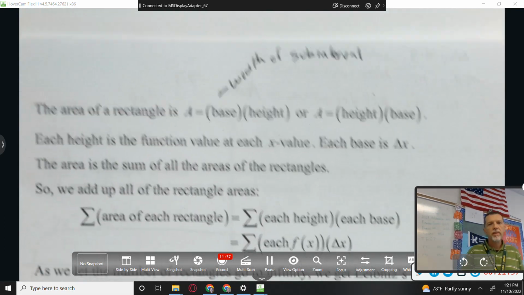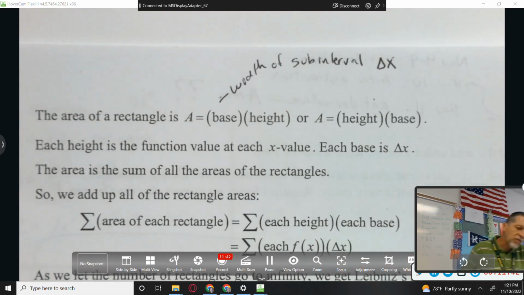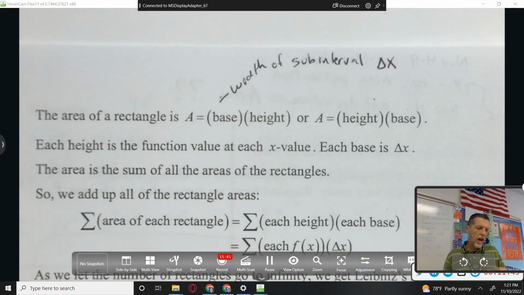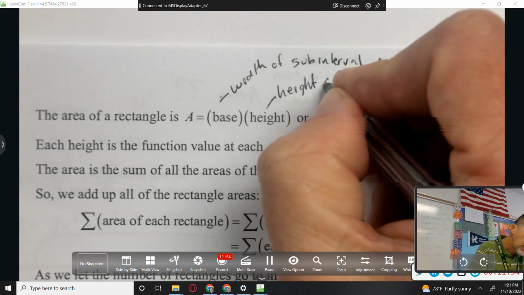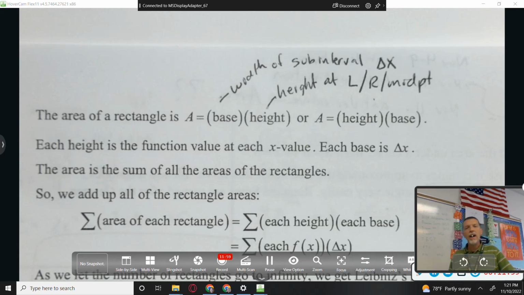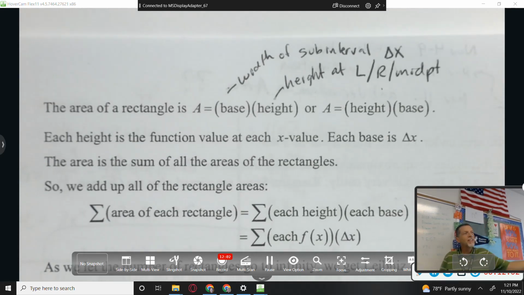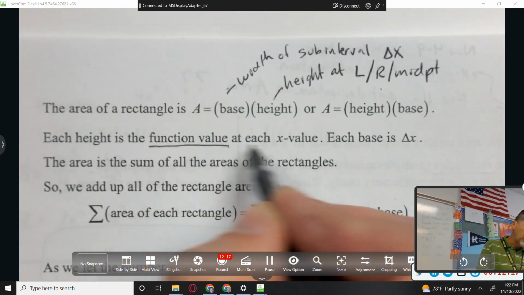The base is the width of the subinterval. We call it delta x, that change in x. How wide is the subinterval? And the height would be the height at the left or the right or the midpoint, depending on which one it asks for. And it will specify. It'll say find a left Riemann sum for this data, or find a right Riemann sum for this function. Each height is the function value at each x value.